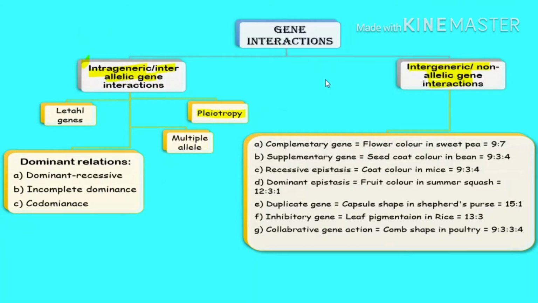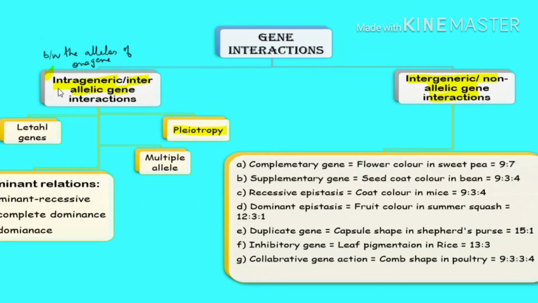So today our topic is gene interaction. We'll be discussing gene interactions. There are two types of gene interaction. One occurs between the alleles of one gene. That is why it is also known as intrageneric interaction or interallelic interaction.